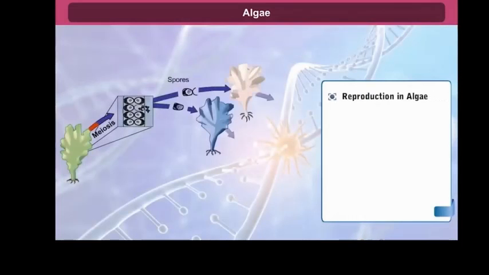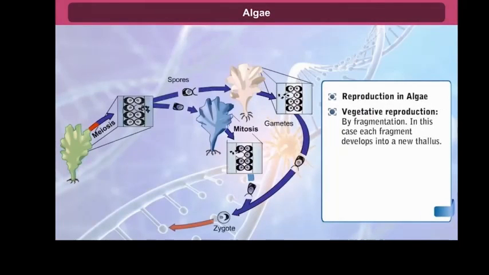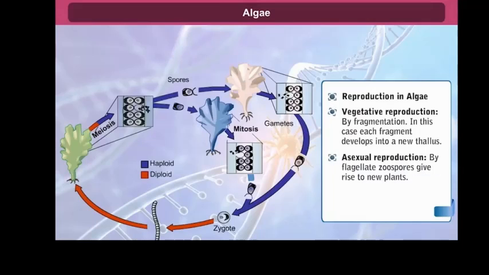Reproduction in algae. Vegetative reproduction by fragmentation. In this case, each fragment develops into a new thallus. Asexual reproduction by flagellate zoospores gives rise to new plants. Sexual reproduction takes place by fusion of two gametes.